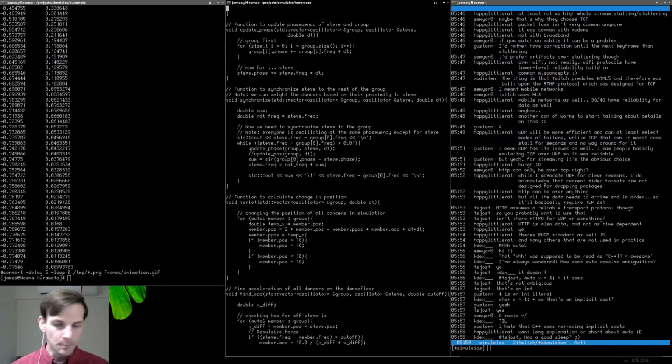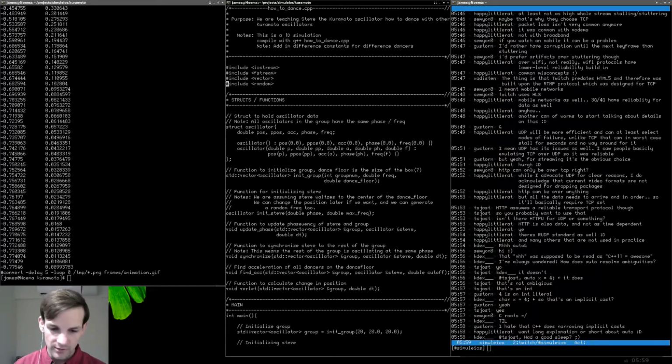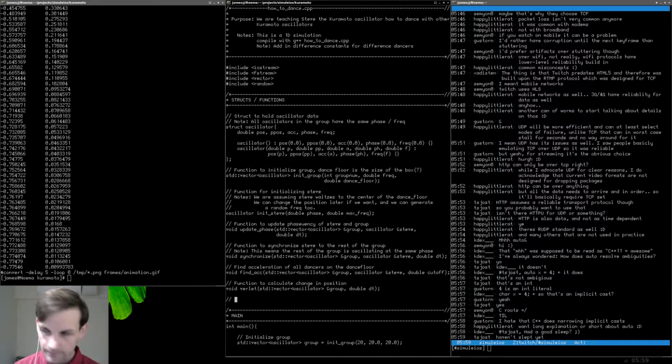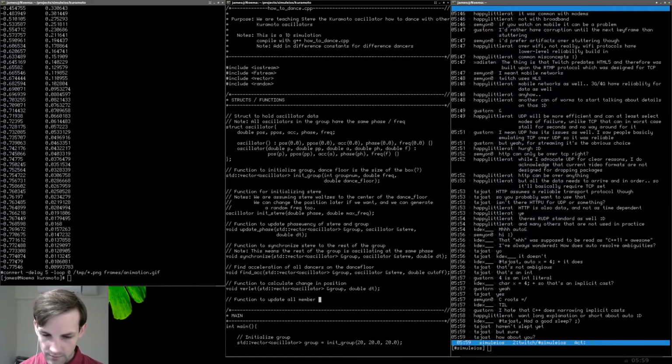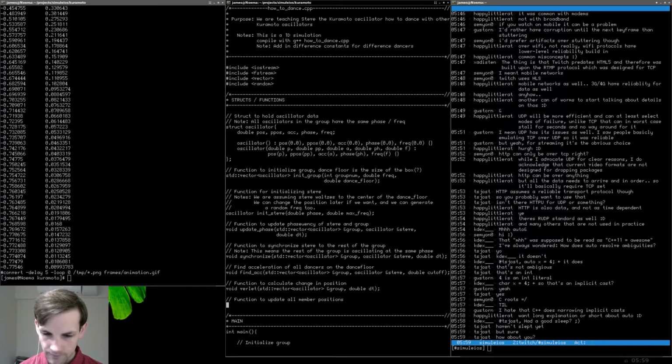Okay, so let me go up to the top real quick. What are we going to do? We are now going to have one more function. And this function is to, I guess, update the positions. So we'll say function to update all member positions. Okay, so we're going to say void update positions. I guess we'll just do a vector of oscillator, and we'll do ampersand group. And that should be okay.